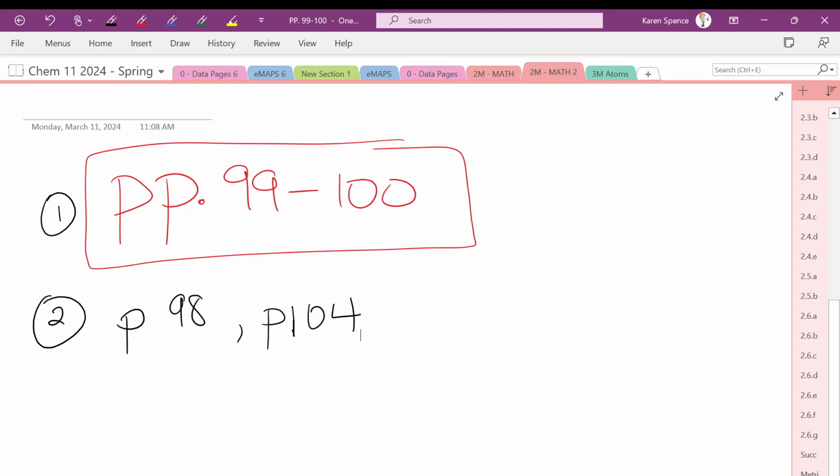And now I'm dividing by 3.65. So this has 3 sig figs, and this has 3 sig figs. So your answer would have 3 sig figs.